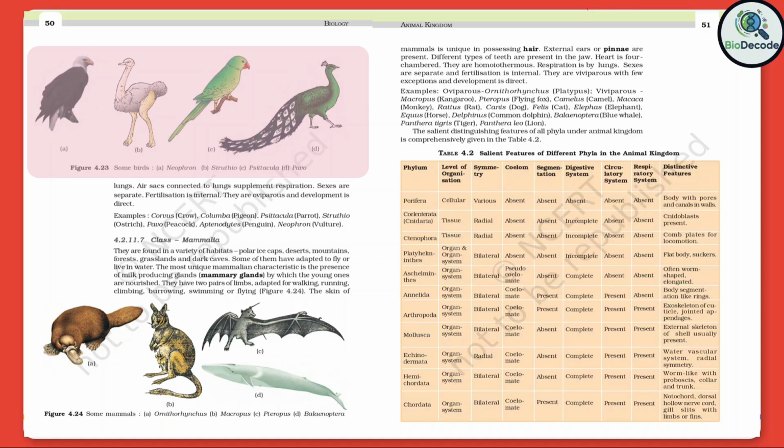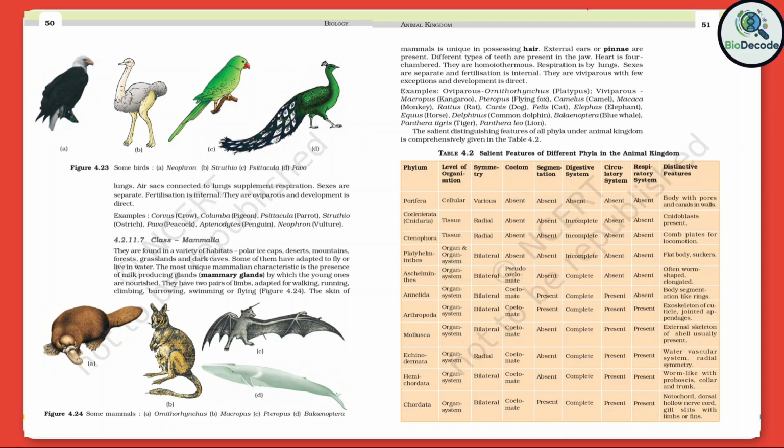C. Psittacula parrot, possesses a curved beak and zygodactyl feet for climbing and grasping, known for intelligence and vocal mimicry. D. Pavo peacock, national bird of India, noted for its brilliant plumage and ornamental tail feathers used in courtship displays. The figure collectively illustrates avian features: feathers, light bones, wings, and warm-blooded metabolism, which evolved for efficient flight and thermoregulation, marking birds as highly specialized vertebrates.